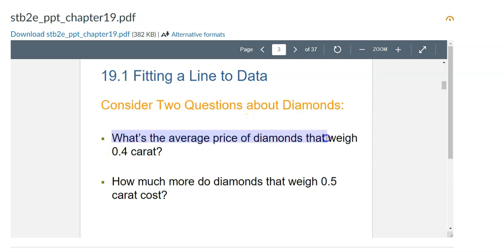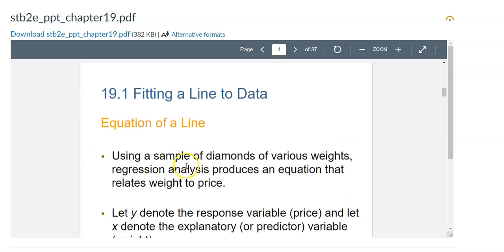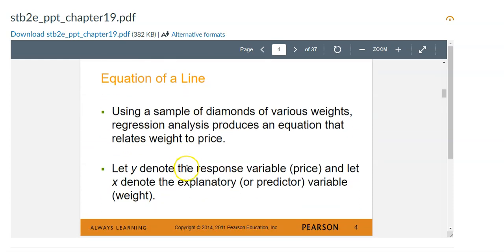So consider two questions about these diamonds. What's the average price of a diamond that weighs 0.4 carats, and how much more do diamonds that weigh 0.5 carats cost, right? So to answer that question, let's say one of these is given and the other one is not given, or both of them are not given. How can we actually come up with a price for these two diamonds with this amount of carats, right? So what we do, we normally use past data. And using the past data, we come up with a scatter plot and then come up with a regression line.